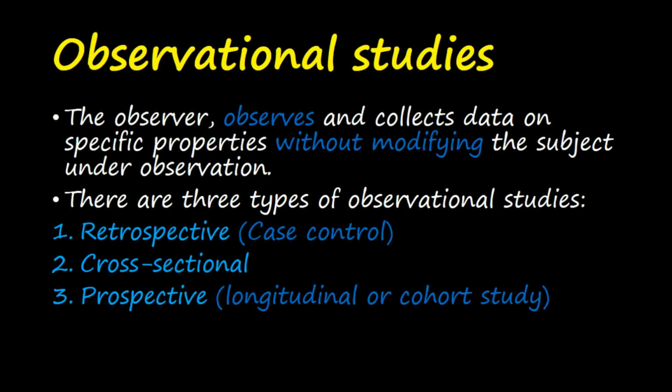There are three types of observational studies. The first is retrospective observational studies, also known as case control. Secondly is cross-sectional observational studies. And thirdly, the prospective observational studies, also known as longitudinal or cohort study.